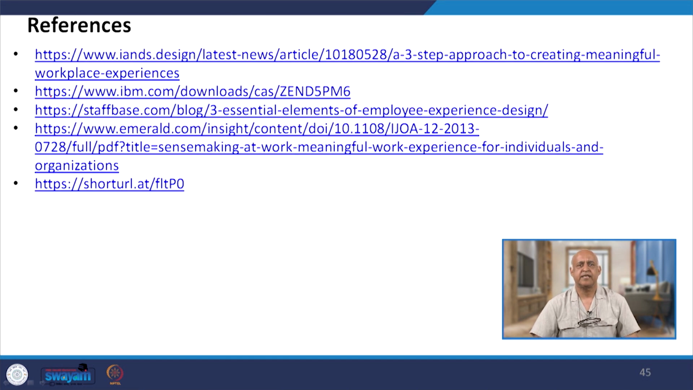These are the references. Please make a detailed study of these references, which will give you insight about the employee experience and the different dimensions affecting the customer experience and the employee experience. You will be able to create a very positive experience for your employees at the workplace, and simultaneously a very positive note with this for the customer experience also.